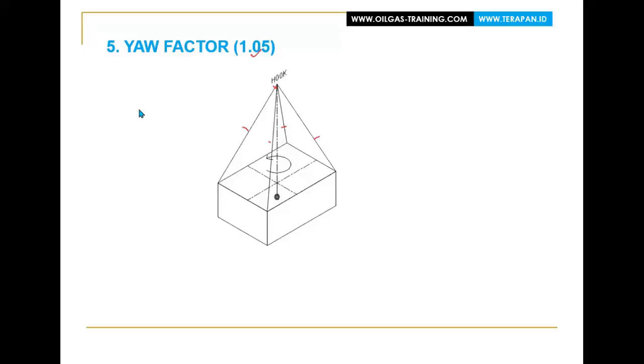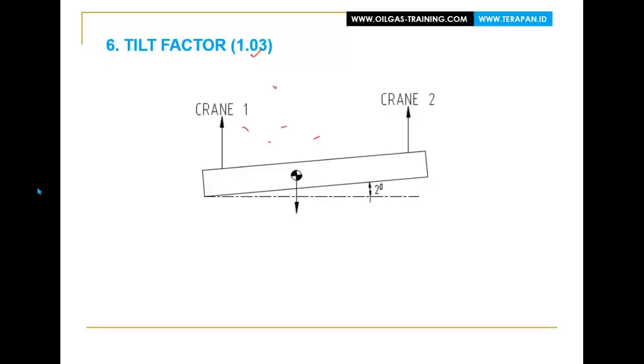Then the next factor is the tilt factor. The tilt factor is applied if the object is lifted using two cranes. When this object is lifted using two cranes, of course, we cannot guarantee that the position of the object is horizontal. There is a slope, and in DNV-GL-ST-N001, the slope is allowed up to 2%. Now there are two ways to apply this tilt factor. The first, we calculate the sling load when the condition is tilted by 2%, or we directly multiply it by 1.03.